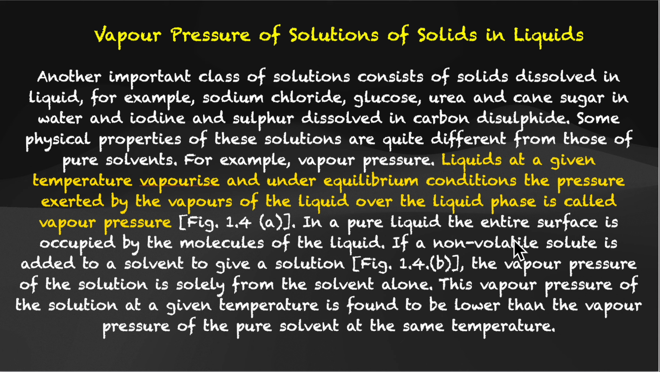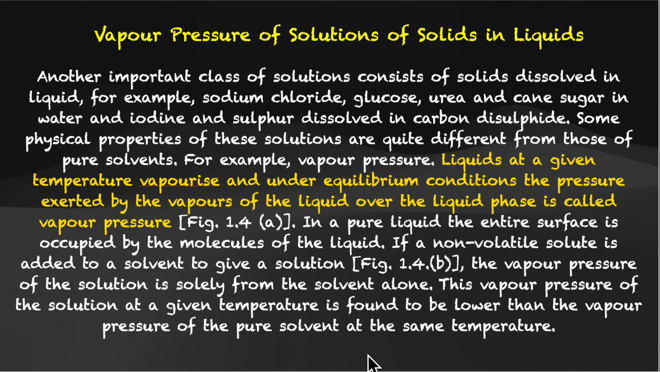In a pure liquid, the entire surface is occupied by the molecules of the liquid. If a non-volatile solute is added to a solvent to give a solution, as in figure 1.4b, then when there is an introduction of solute into the solvent, the vapor pressure of the solution is solely from the solvent alone. This vapor pressure of the solution at a given temperature is found to be lower than the vapor pressure of the pure solvent at the same temperature.